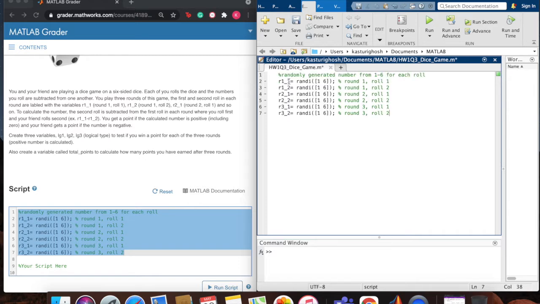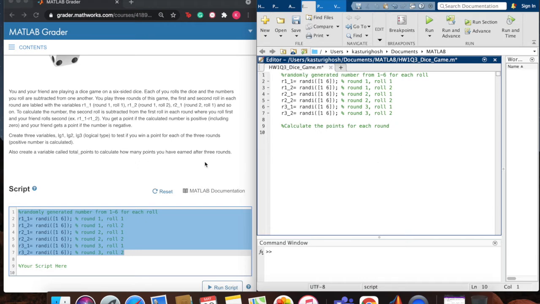If you notice carefully, we've been given all the values for the rolls of the dice: round 1, roll 1, round 1, roll 2, round 2, roll 1, round 2, roll 2, and the same for round 3. So the first thing I need to do here is calculate the points for each round. The first thing is LG1. And how would I go about doing this?